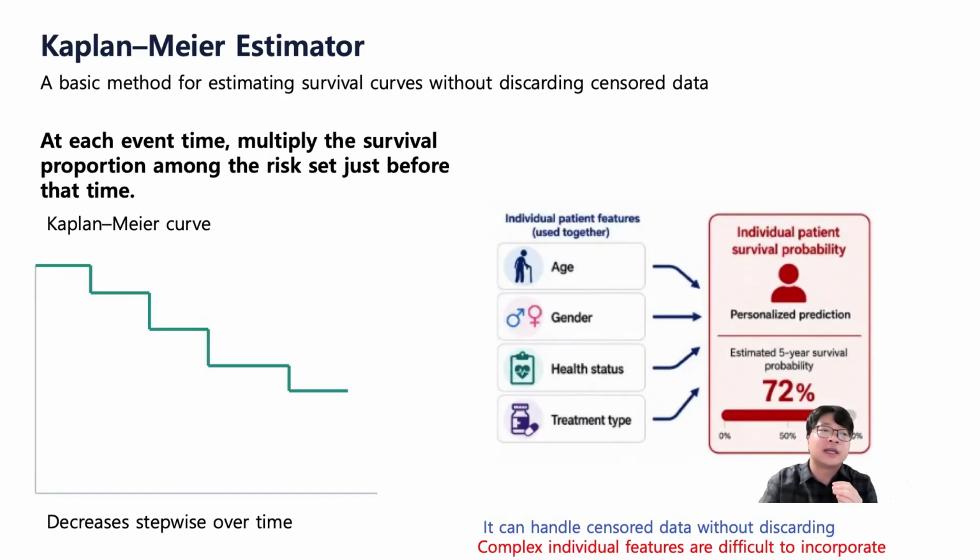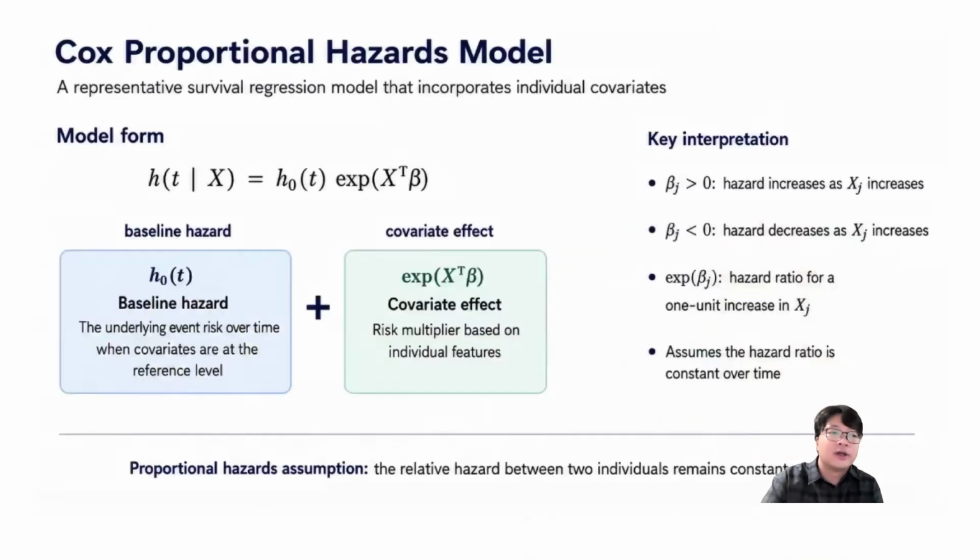This curve decreases step by step over time. It drops only when an actual event occurs. Censored samples do not directly cause the curve to drop, but they still contribute to the risk set until their observed time. The strength of Kaplan-Meier is that it can handle censored data without discarding it. However, its limitation is that it is difficult to incorporate complex individual features. For example, if we want to use age, gender, health status, and treatment type together to predict an individual patient's survival probability, Kaplan-Meier alone is not enough.